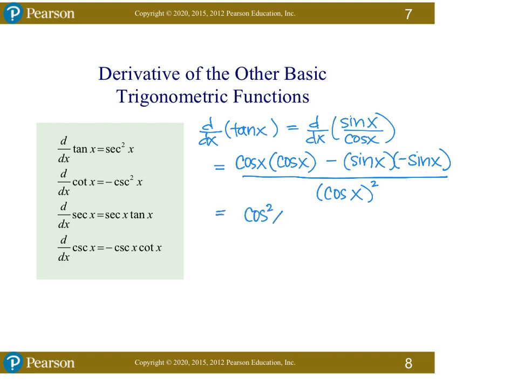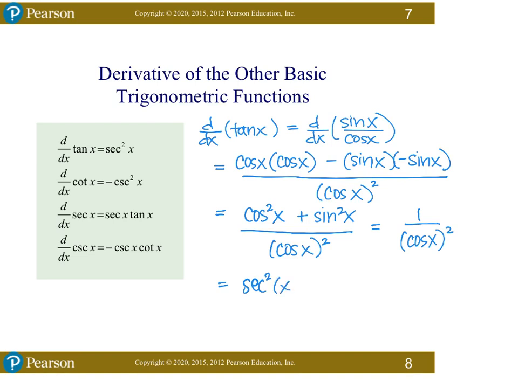So my numerator becomes cosine squared plus sine squared, over the denominator quantity cosine squared x, which is the identity 1 over the cosine of x. And that quantity is squared, which means the reciprocal is going to be secant squared of x. And so now you've proven the derivative of tangent by using an identity followed by the quotient rule.